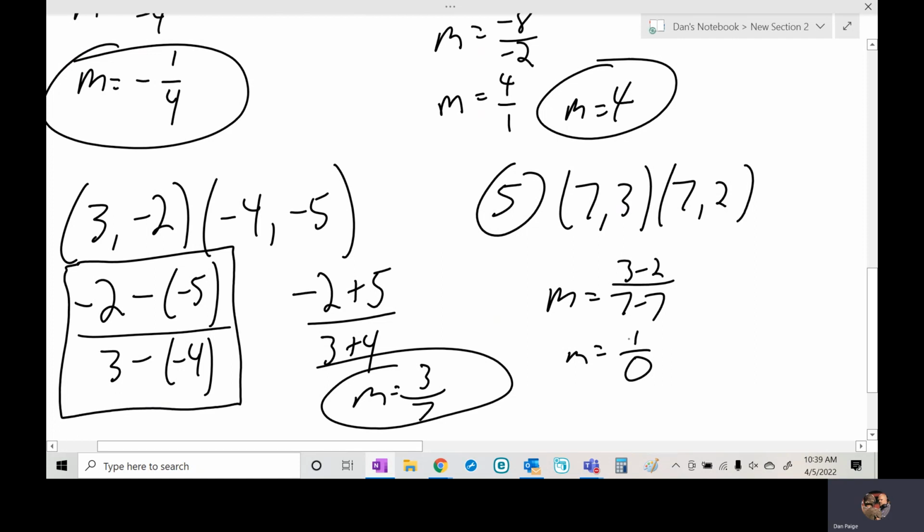Let's think of this. Remember we say we have the rise over the run? This has a rise. It goes up and down, but it doesn't have a run. It doesn't go left and right. What does that look like? A line that has a rise but no run. What do we say the slope of that is? Undefined. That's right. This is undefined slope.